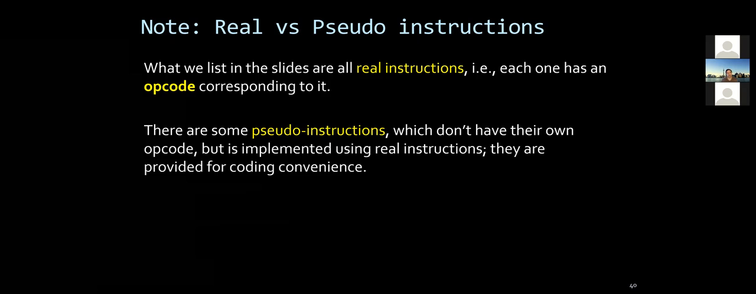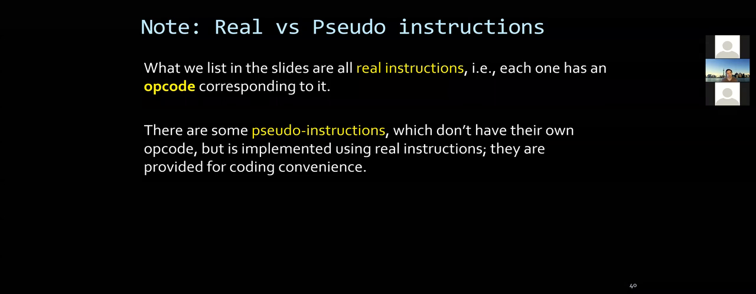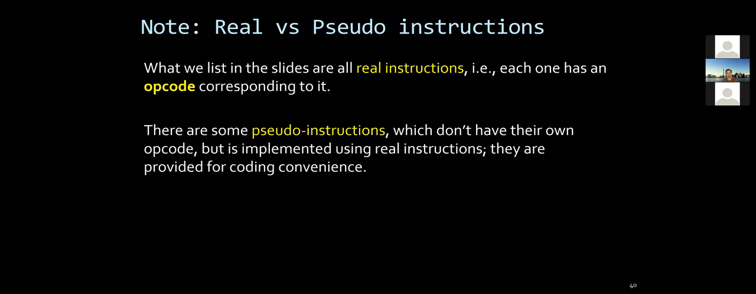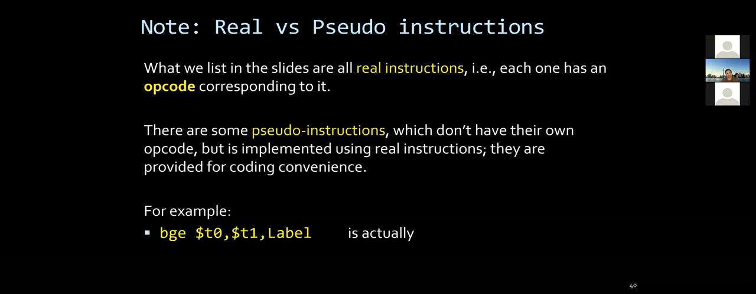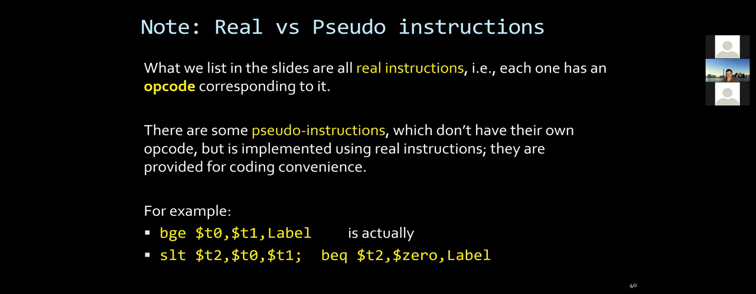But there are some pseudo instructions you're going to see for convenience, which don't have their own opcodes, which are implemented using real instructions, and they are provided just for coding convenience and ease of programming. For example, if you had branch greater than or equal, something like that, you're not going to really have that. What you're going to do is use a proper comparison instruction that would compare these 2 registers for less than, and then you will take the output of that instruction, T2, and use it for branch equal, right? So essentially, you would really just do comparison between the registers here instead of having this instruction.